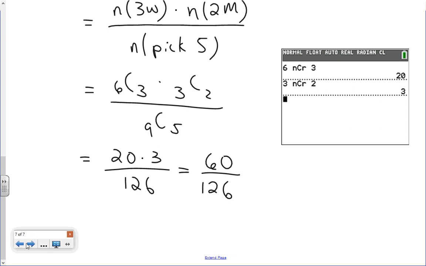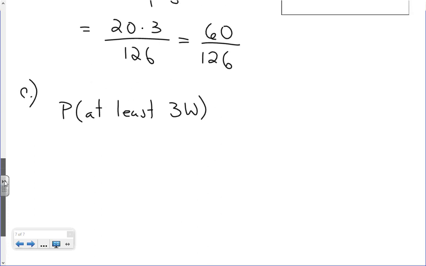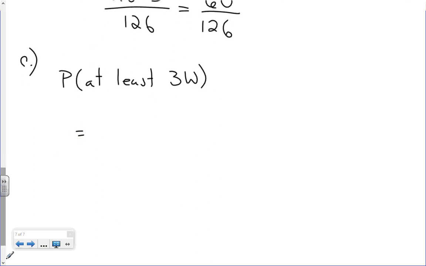Look at part C. Part C now throws in the word "at least." It says the probability that you have at least 3 women. All right, so if you want to have at least 3 women on our committee of 5 people, that means you could have 3 women on there, you could have 4 women, or you could have all 5 women. So it's the number of ways of picking 3 women, and then of course 2 men to fill the committee of 5.